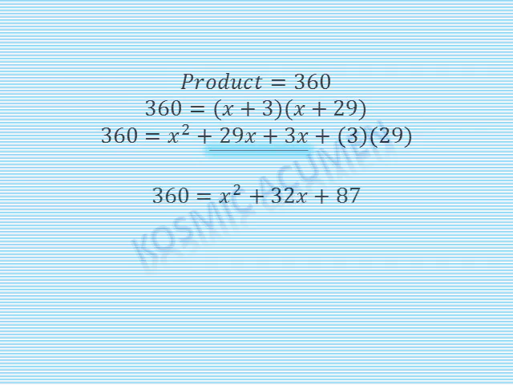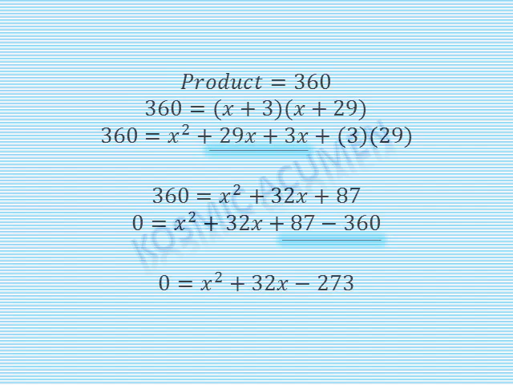We take 360 on the other hand and we find that the equation that now we have is 0 is equal to x square plus 32x minus 273. Further we rearrange the terms and we have the quadratic equation, which is x square plus 32x minus 273 is equal to 0. Now coming on to the last part of the second question.